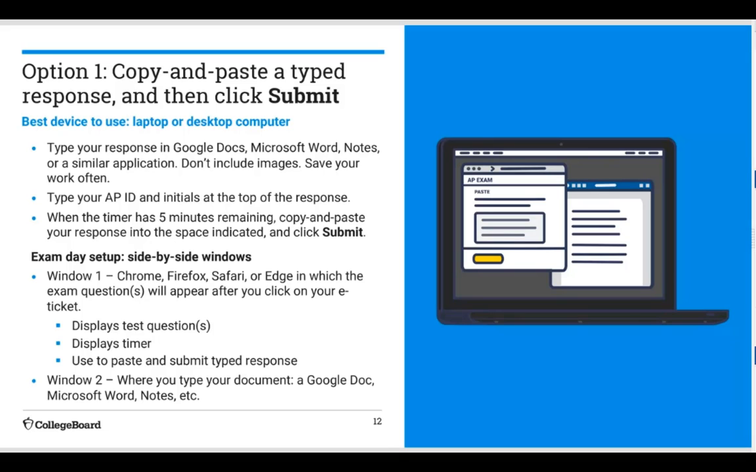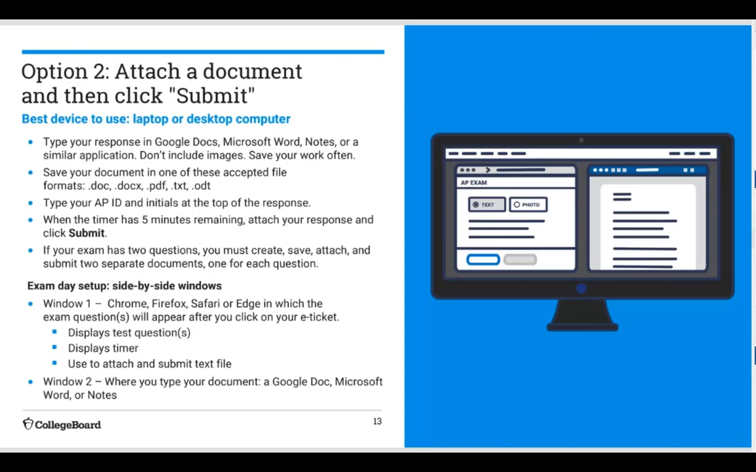So for example, you might have side by side windows. You could display two windows on your computer, kind of like they have here. This could be your browser that has the question in it, and this could be Word. And so you can see your question while you're typing in Word. So you don't have to go back and forth, back and forth. And you can also see your timer. So that's kind of what they're trying to tell you there. You can attach a document and click submit. Same exact thing. You'll have two windows.